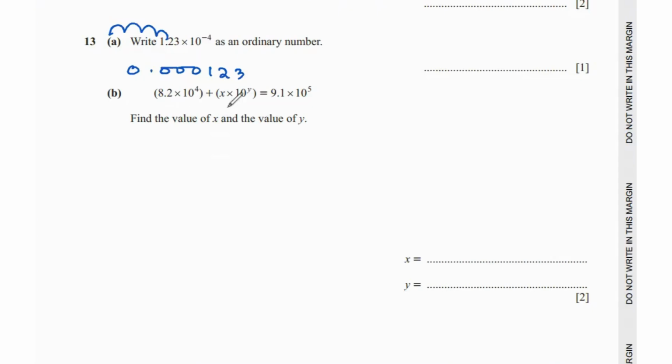Then we have 8.2 times 10 to the power 4 plus x times 10 to the power y equals 9.1 times 10 to the power of 5. Find the value of x and y. So what we can do is rewrite 8.2 times 10 to the power 4 as 82,000. Let's write it as an ordinary number.